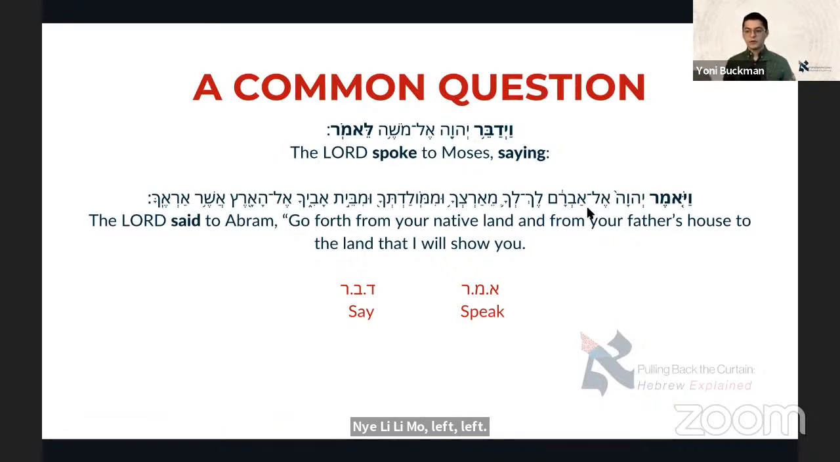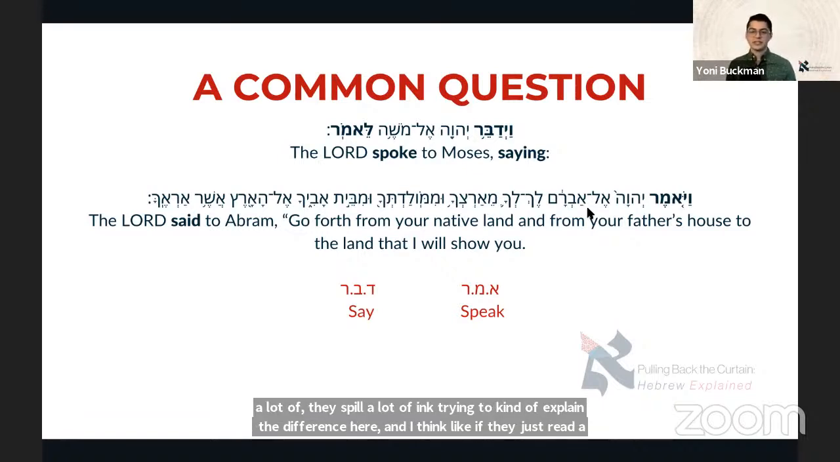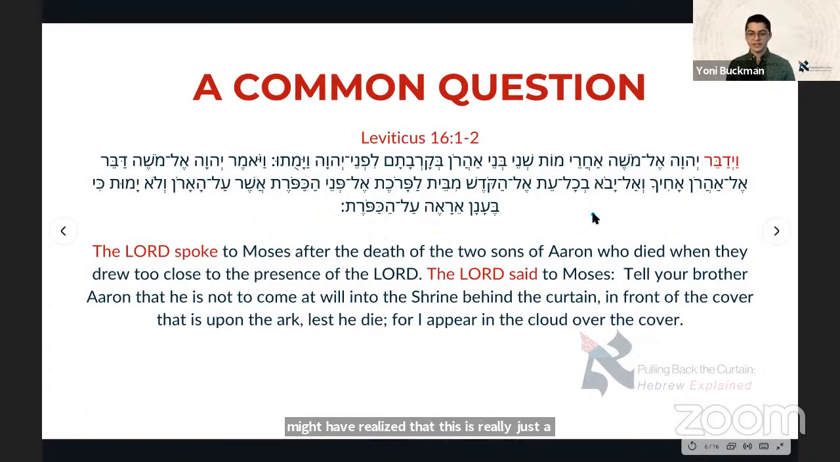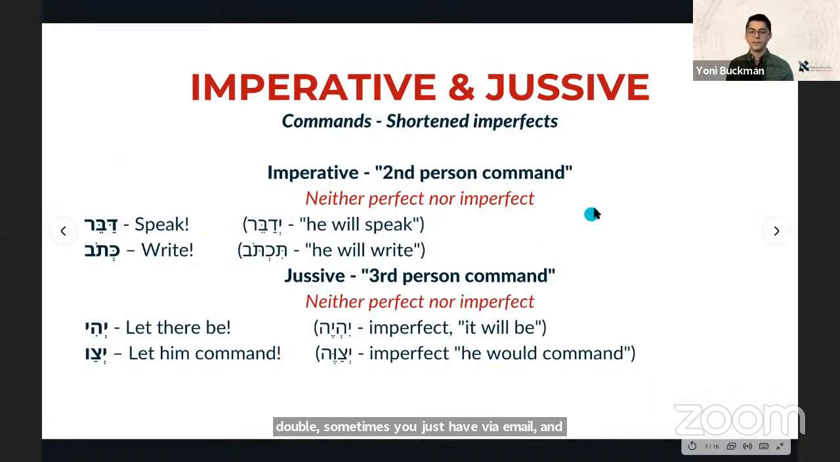So, grammarians spill a lot of ink trying to explain the difference here. And I think if they just read a few more fun books, they might have realized that this is really just a stylistic difference. And again, you have examples of this over and over, where sometimes you just have vayedaber, sometimes you just have vayomer, and sometimes you have this formula of both.